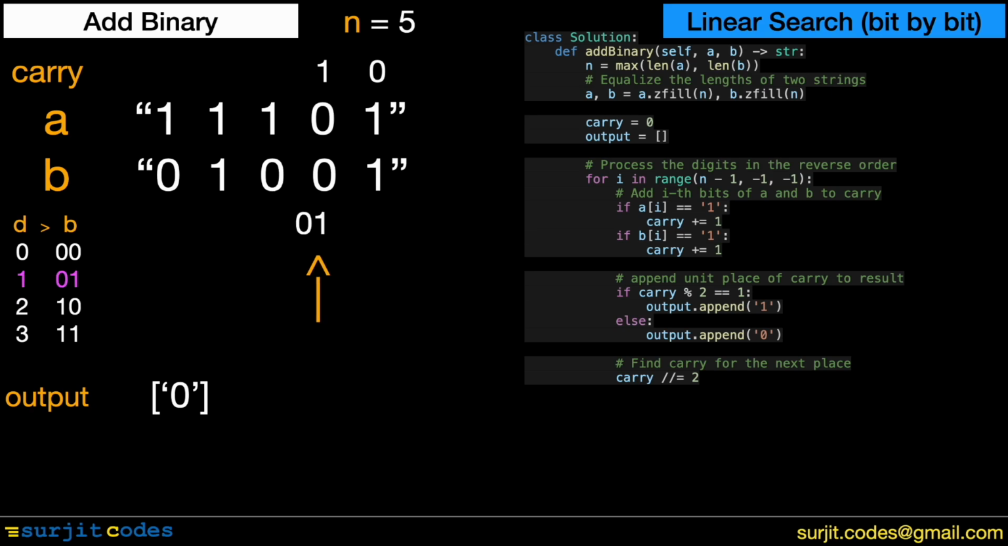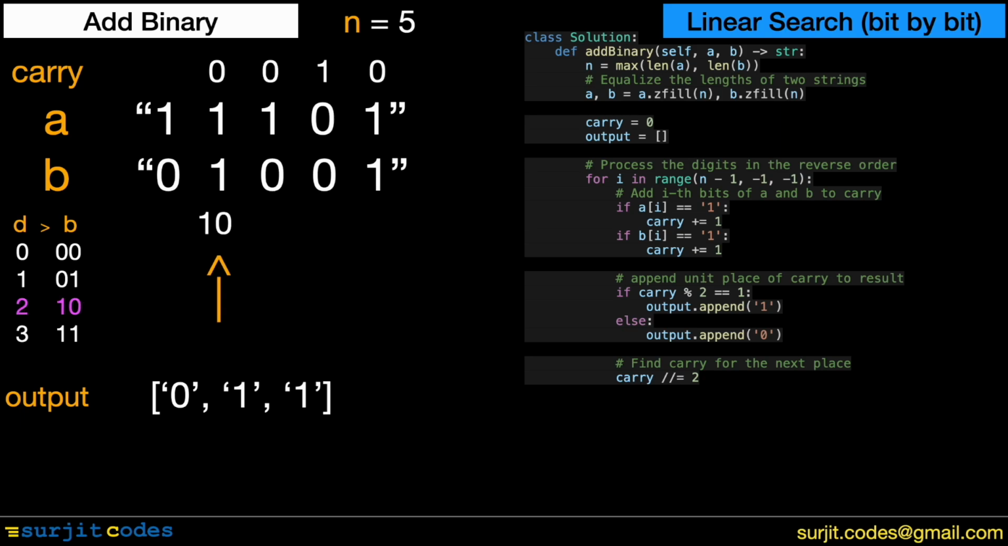In the next iteration, the sum of 1, 0 and 0, which is 1, is stored in carry. Division of 1 by 2 gives 0 as the quotient and 1 as the remainder. So character 1 is appended to the output and 0 becomes the carry for the next iteration. In the next iteration, the sum of the three binary digits is 1. So 1 goes to the output and 0 to the carry.